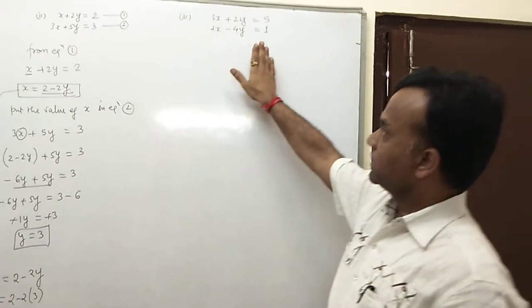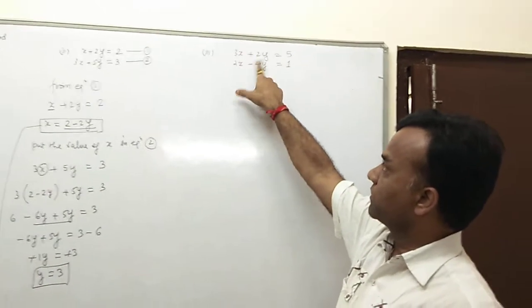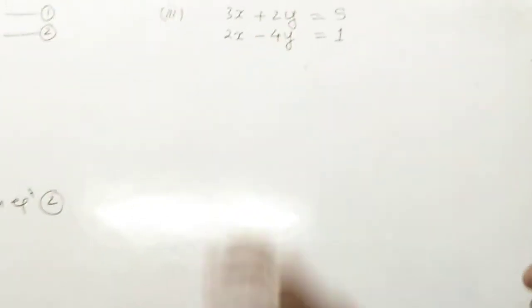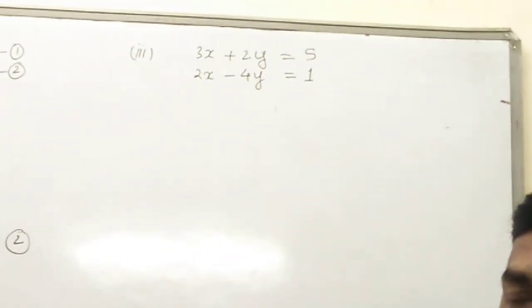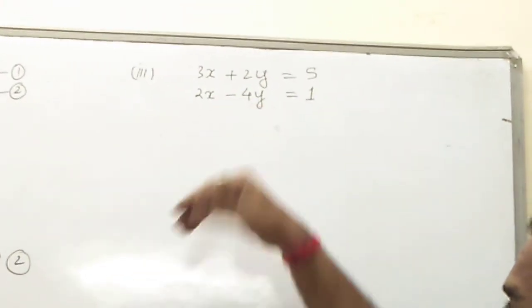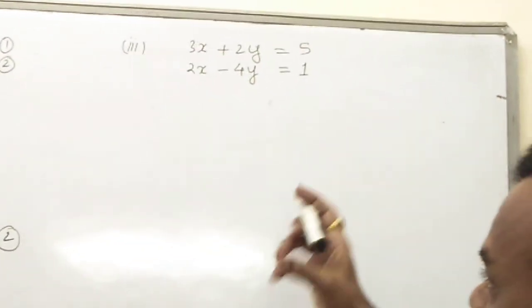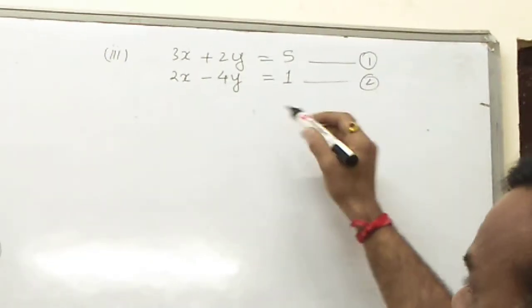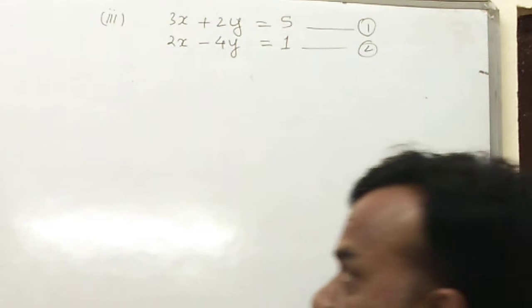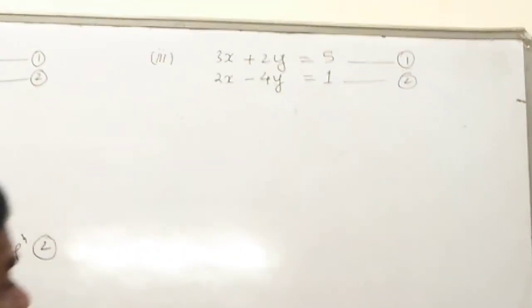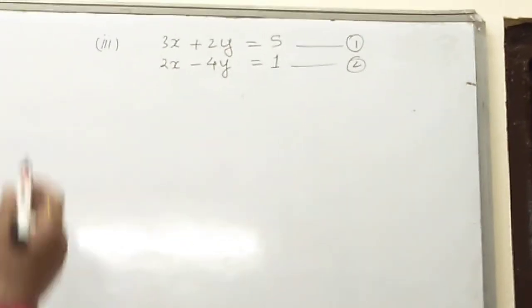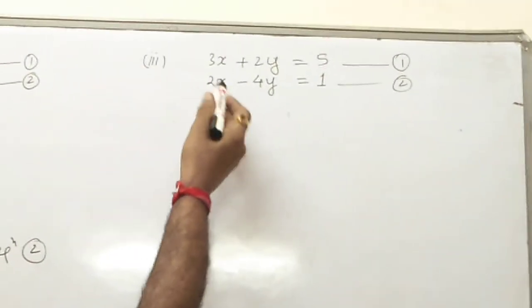But in this equation we don't have any fraction value, like 3 and 2 here, and 2 and 4 here. So in both equations there is no variable with coefficient 1. First we call them equation 1 and 2, and similarly here 1 and 2. Now it depends on you which equation you consider, because no variable has the coefficient 1. Again, you can consider maybe 1 or maybe 2.